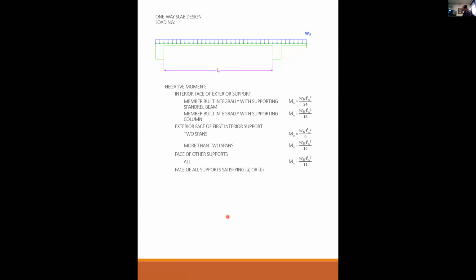The face of all supports satisfying A or B: slabs with spans not exceeding 10 feet, you have WL squared over 12, and beams where the ratio of the sum of column stiffness to beam stiffness exceeds 8 at the end of each span. It's getting a little convoluted, but that's WL squared over 12 as well. And I did not show where those are.